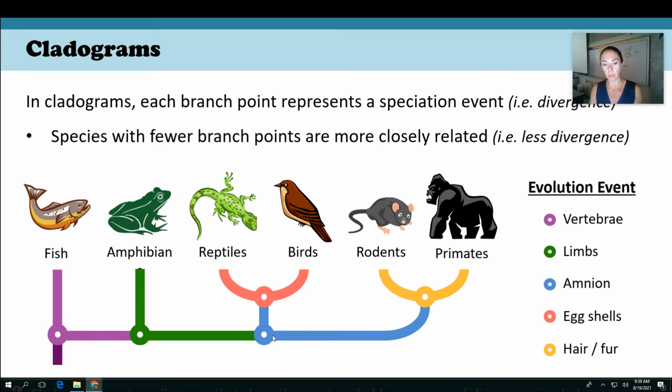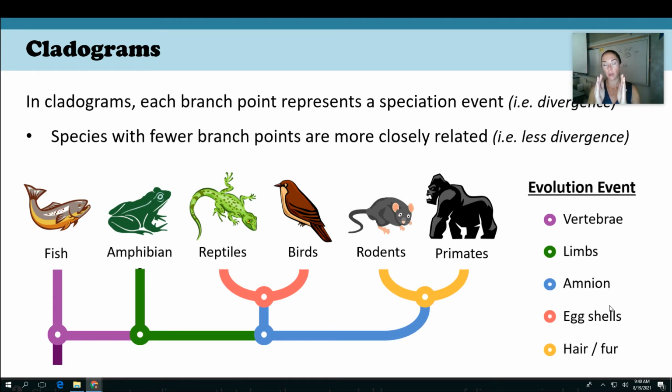And then we keep going down here. We see reptiles and birds, and in that one right here, we're seeing eggshells. So this one is structural, right? And how they moved along. That process is called divergence.